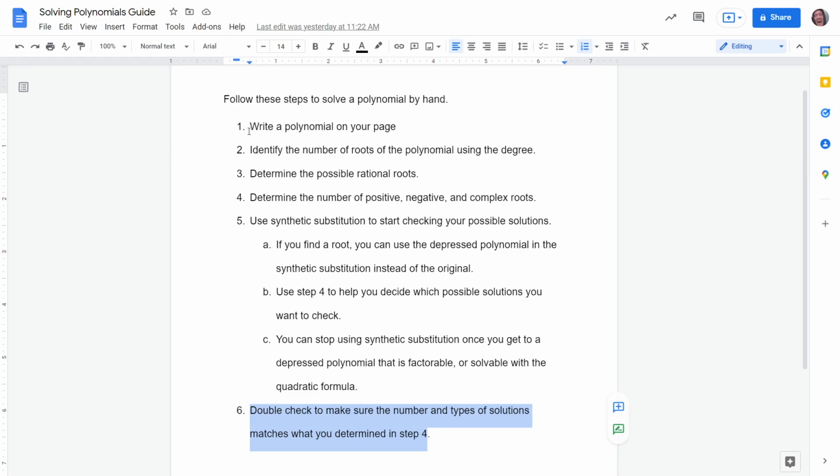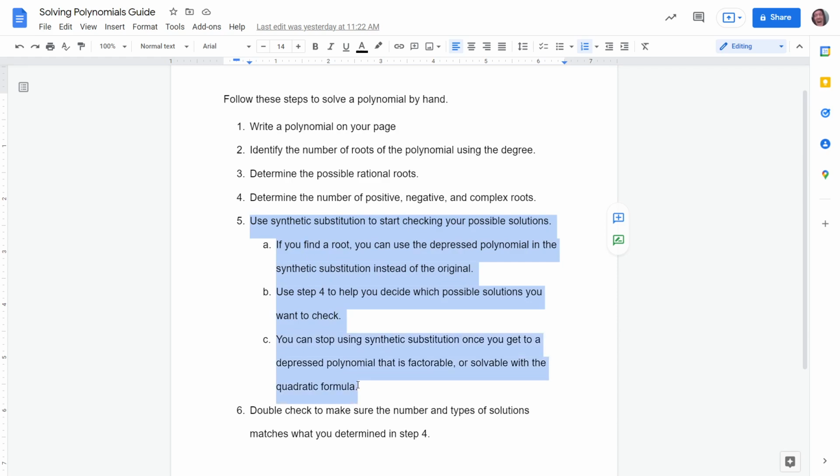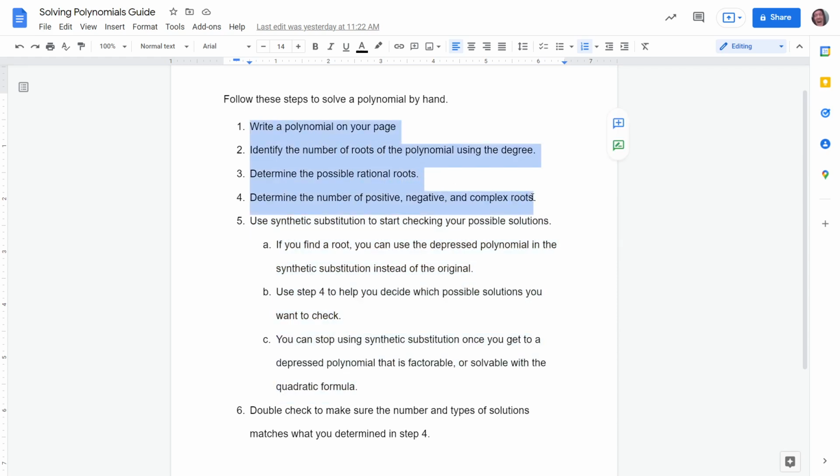All right? So those are the 6 steps. Step 5, we kind of repeat a bunch. The first 4 steps are the planning, and step 6 is just double checking to make sure it makes sense. All right, so we're going to use this process to find all the solutions to that polynomial.